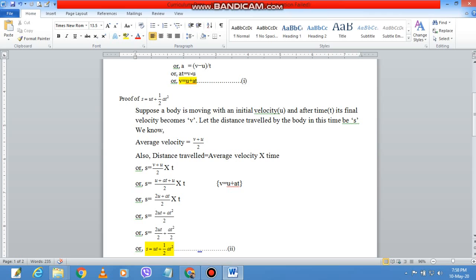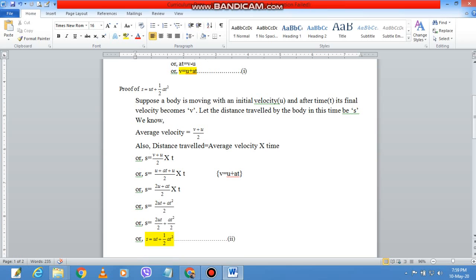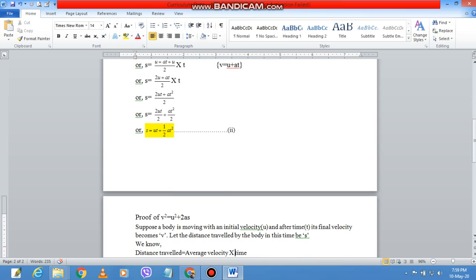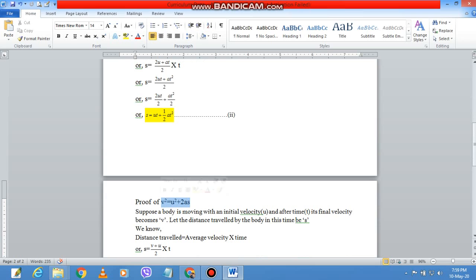Now we open it in the reverse of LCM: 2ut divided by 2 plus at square divided by 2. In the first one, the 2 and 2 cancel each other, giving ut, and here half at square. That means we get our second equation of motion, that is s equals ut plus half at square. Now moving to the third equation of motion, that is v square equals u square plus 2as.